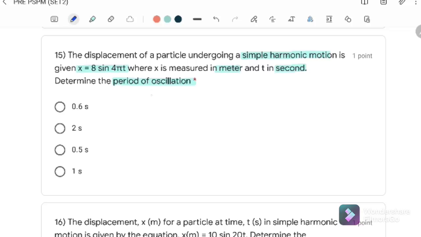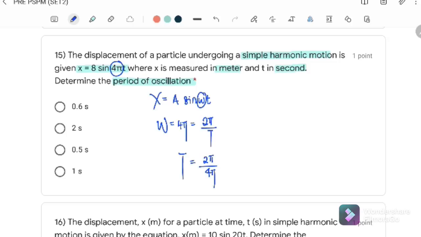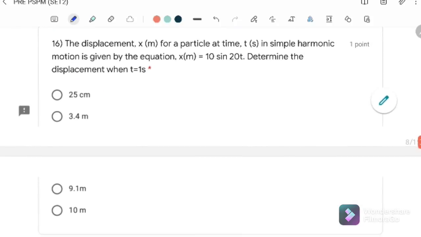Okay, so we can compare with the equation x equals A sine omega t, where we know that omega is equal to 4 pi. So omega equals 4 pi, and omega also equals 2 pi over T. Therefore, T is equal to 2 pi over 4 pi. So we cancel off pi. The final answer for the period of oscillation is equal to 0.5 seconds. Answer is C.